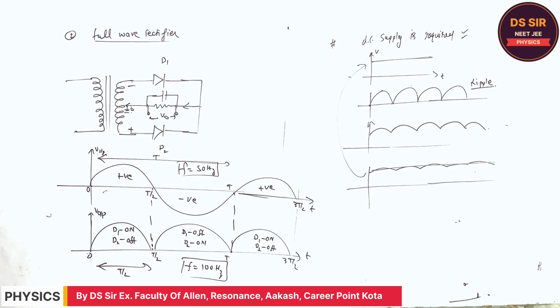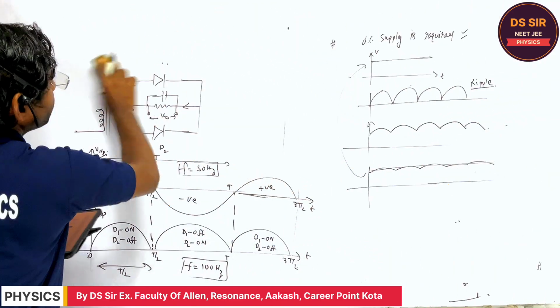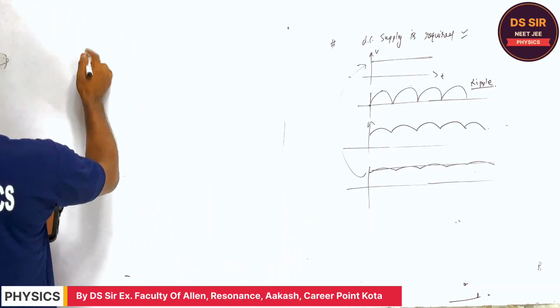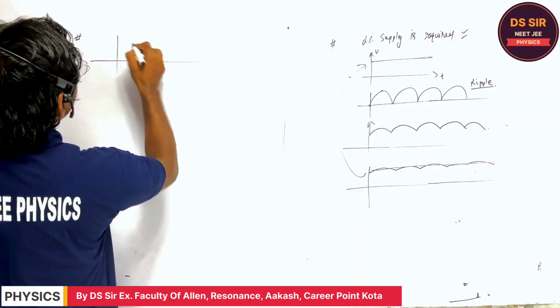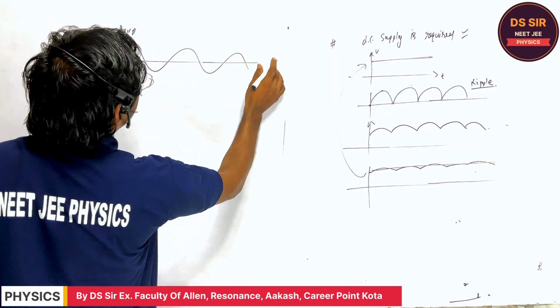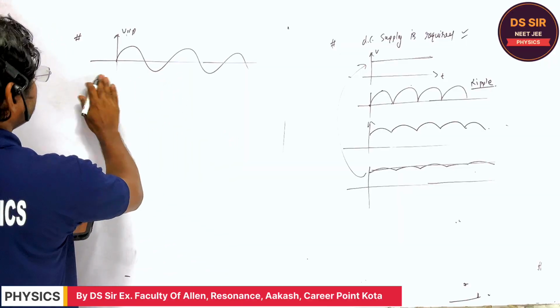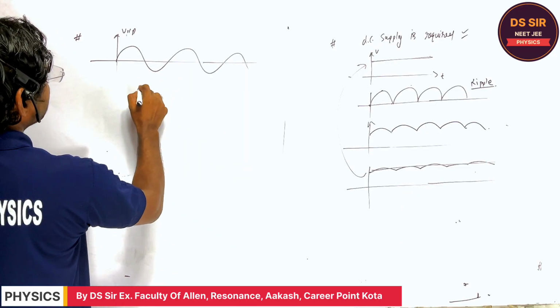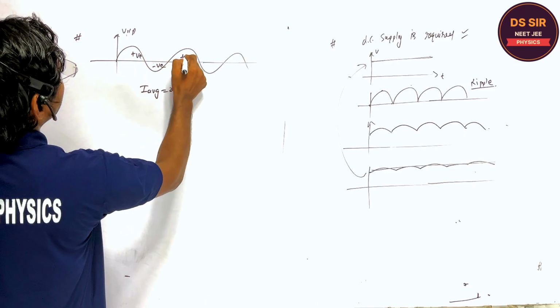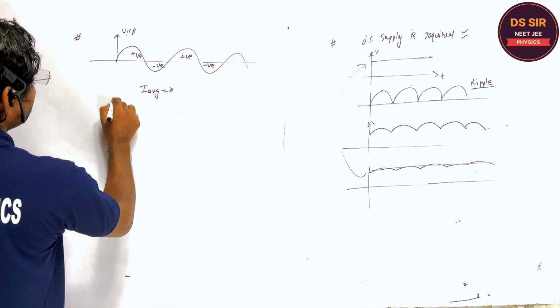Listen one thing. For the full wave and half wave rectifier, this is the input voltage. Are you getting or not? So for the input voltage, what is the average current? Say 0, because it is positive, negative, positive, negative. Are you getting or not?